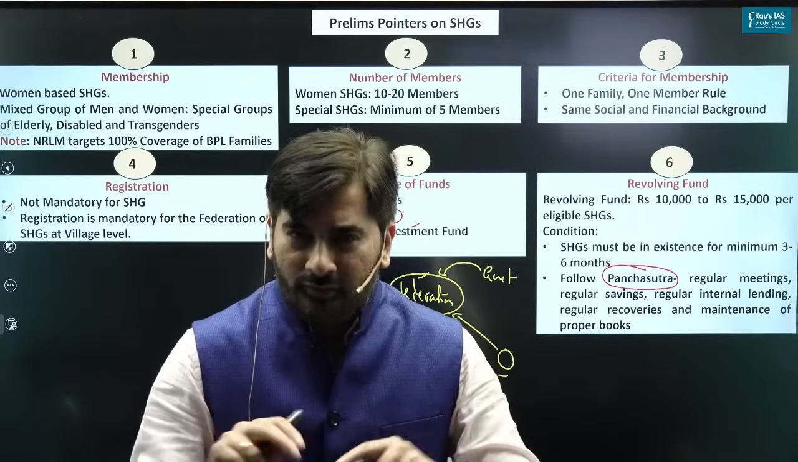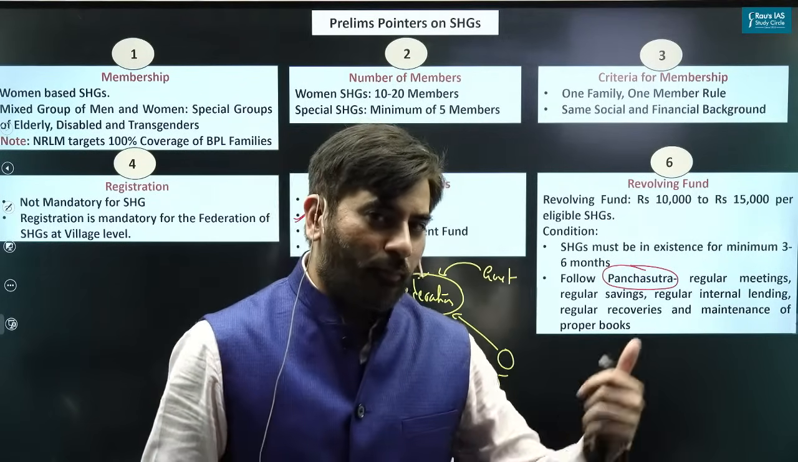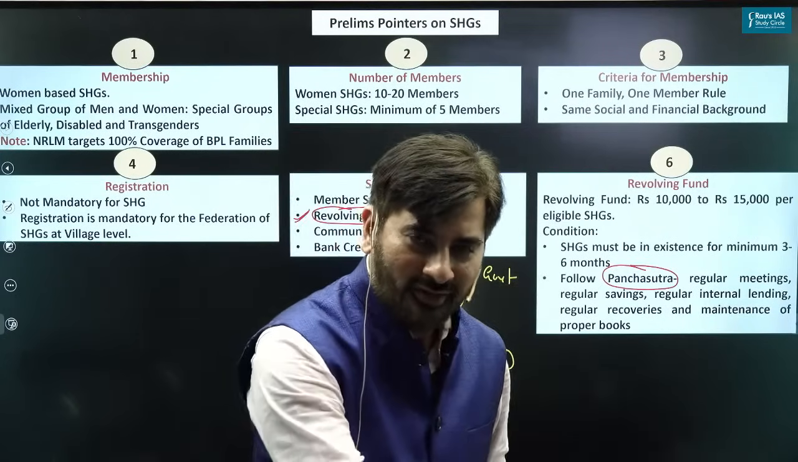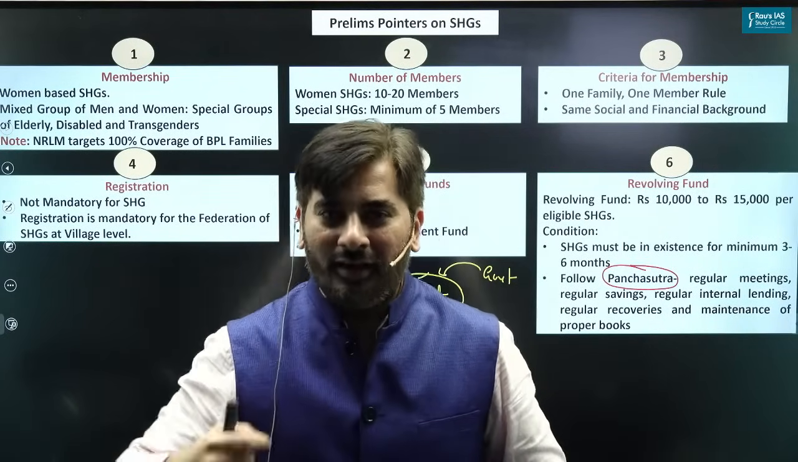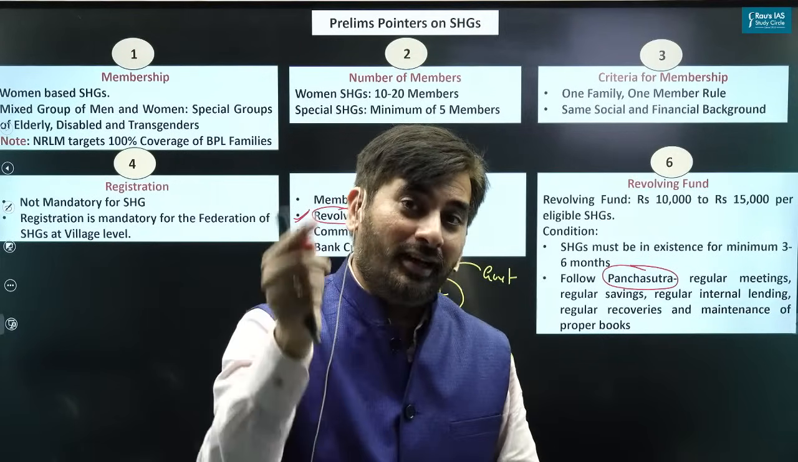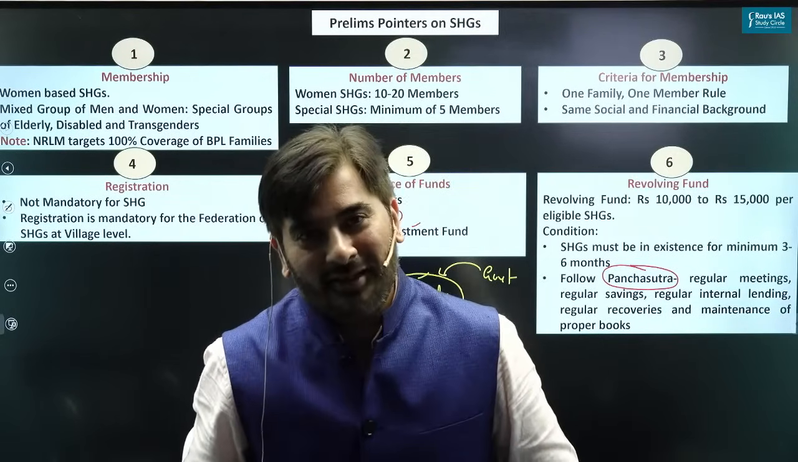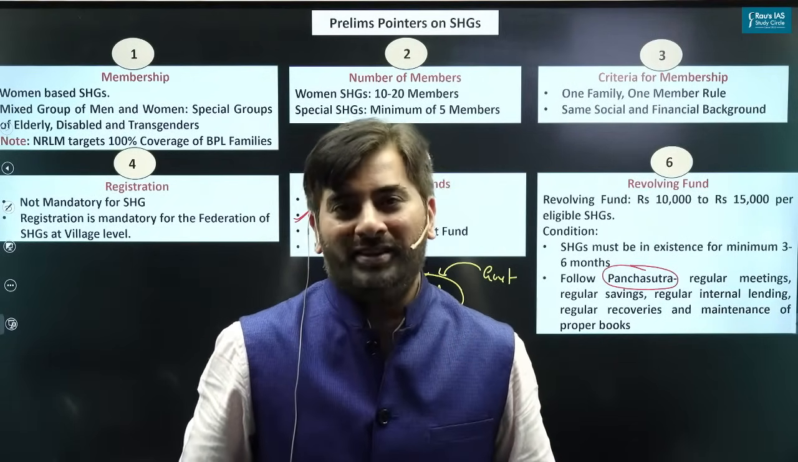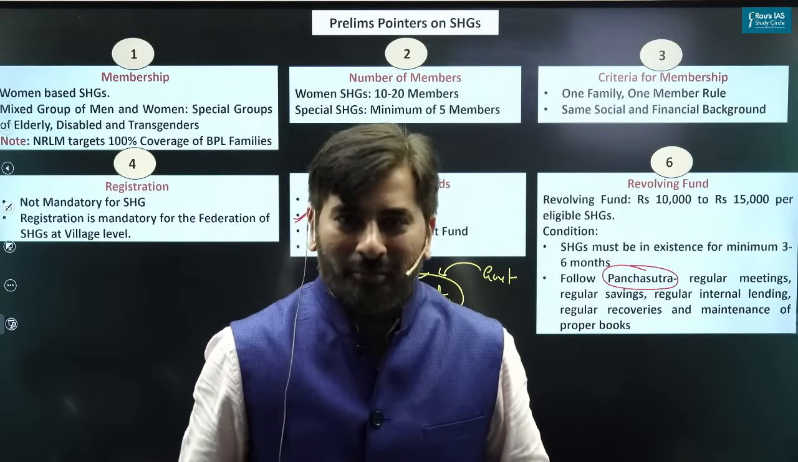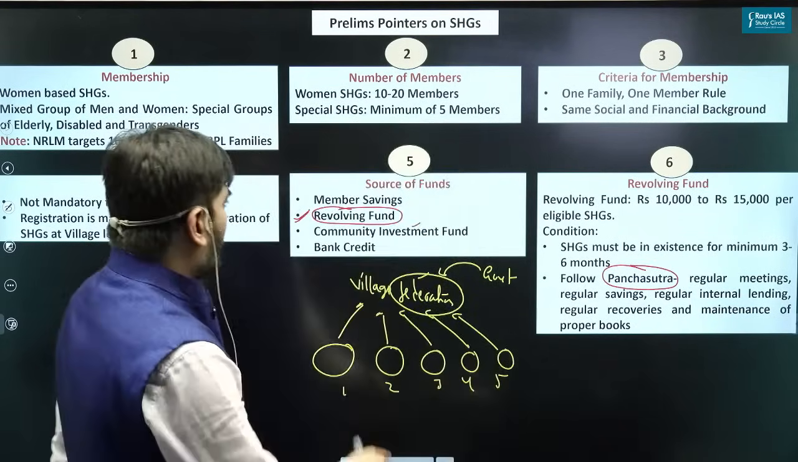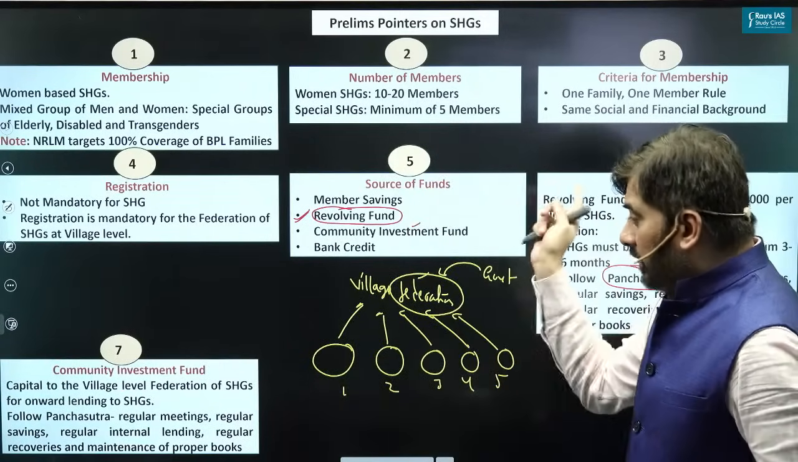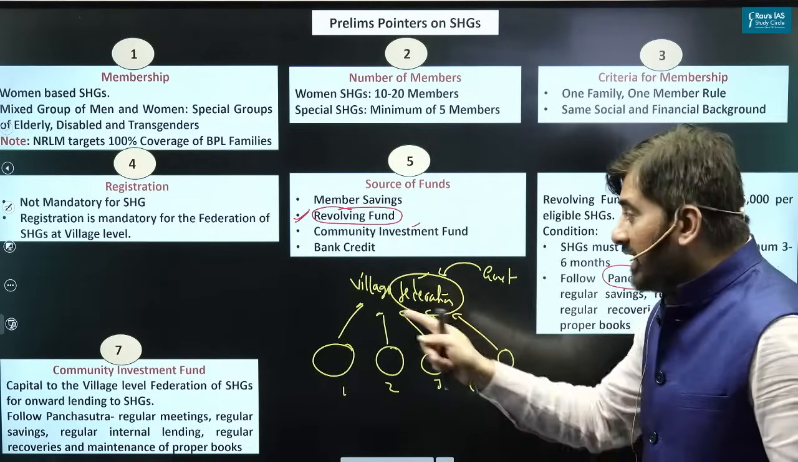Can you see the basic difference? In point number 1, which is revolving fund, government is giving support directly to SHGs. In community investment fund, government is giving support to federations, and those federations are in turn lending money to self-help groups. That is a community investment fund. A minute difference in how SHGs are getting money. So, member savings, revolving funds, then community investment funds. The last part is what?